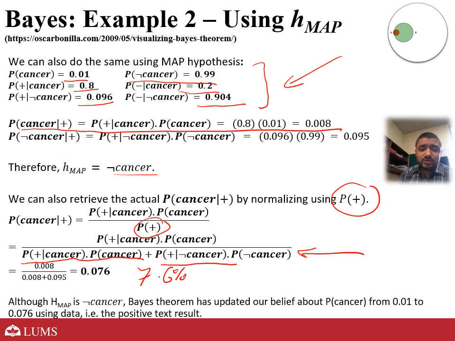Alright, so although HMAP is not cancer, Bayes' theorem has updated our belief about the probability of cancer from its prior of 0.01 to the posterior of 0.076. So 1% से 7.6% पे ले गया using data, that is the positive test result जो आपके पास आया है. उस data से इसने आपकी belief को update कर दिया है.